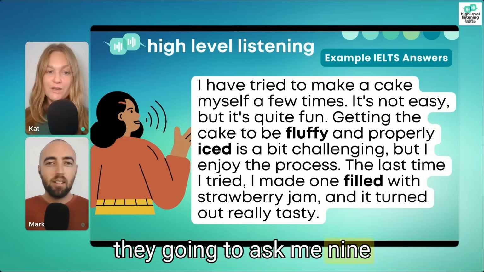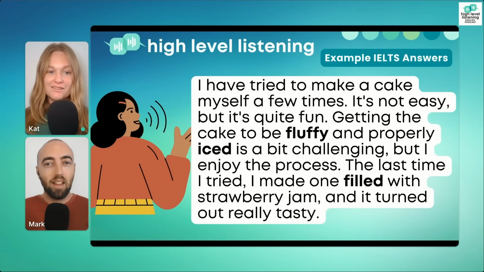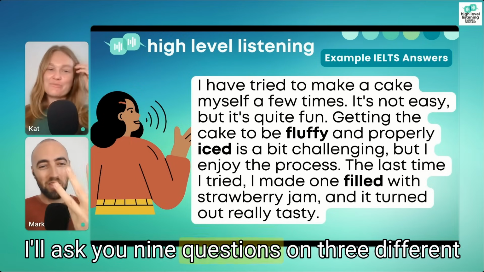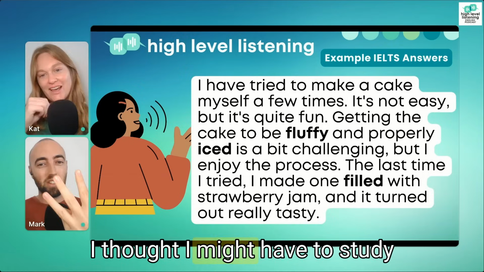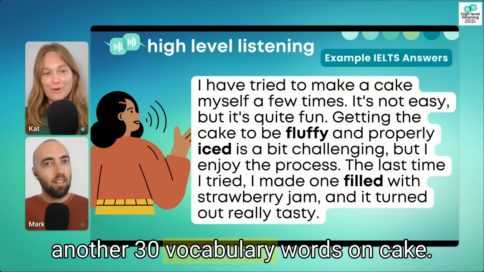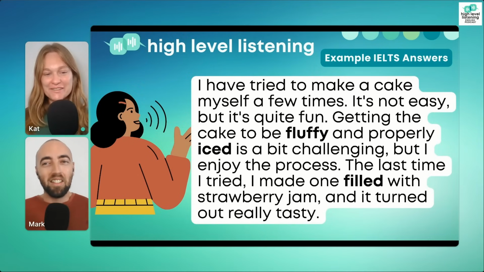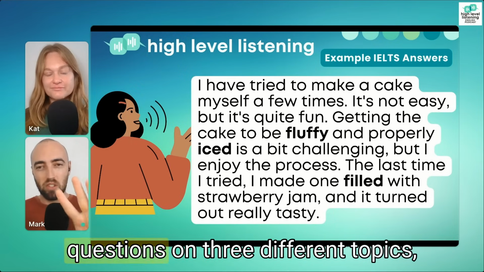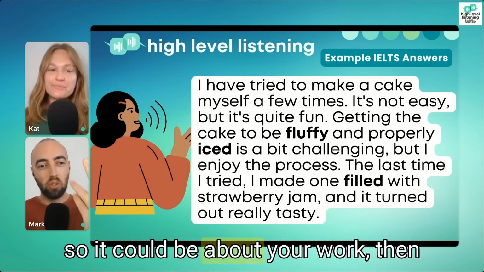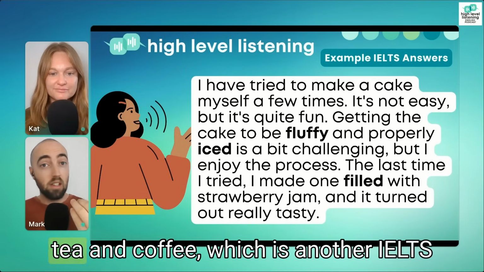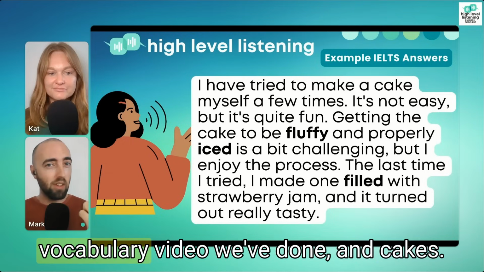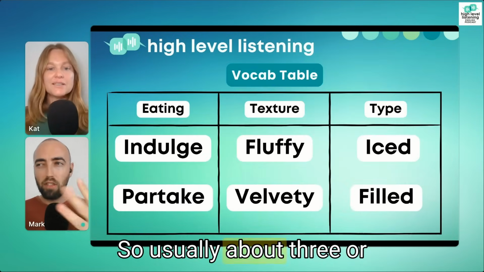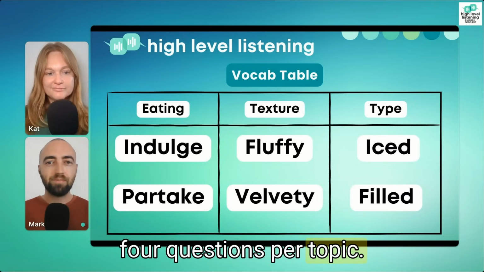Are they going to ask me 9 questions about cake? Good news, no. Okay. 9 questions on 3 different topics. I thought I might have to study another 30 vocabulary words on cake. Oh, right. Yeah. Fortunately, not. Usually it's 9 to 12 questions on 3 different topics. So it could be your work, then tea and coffee, which is another IELTS vocabulary video we've done, and cakes. So it could be those 3 topics. So usually about 3 or 4 questions per topic.